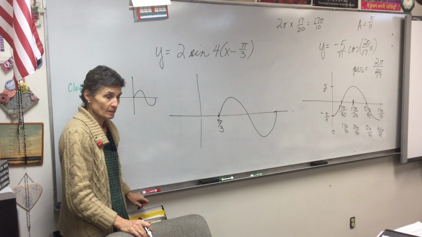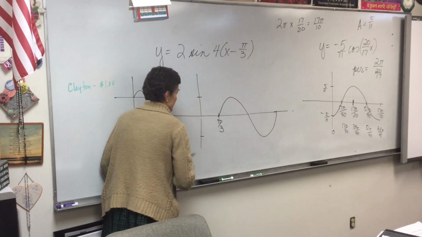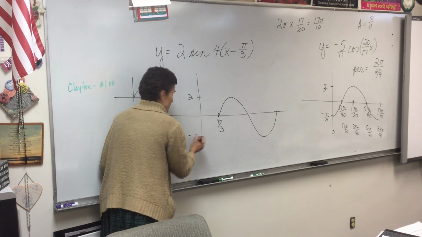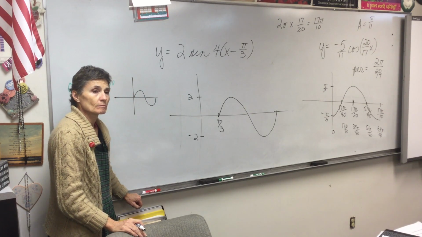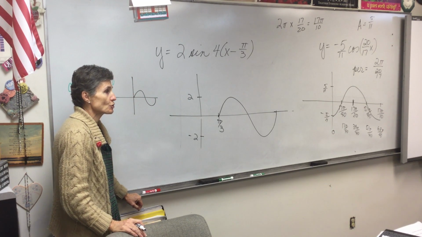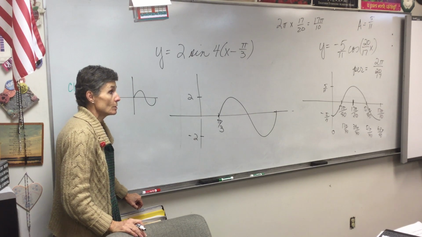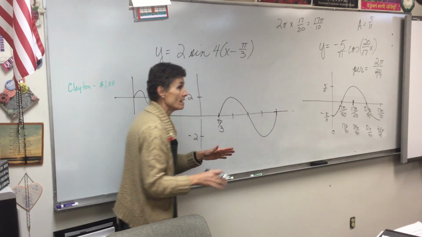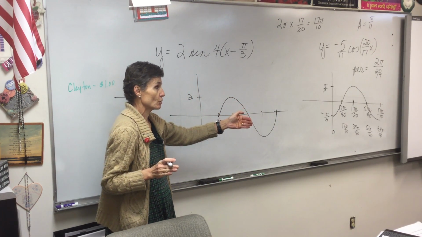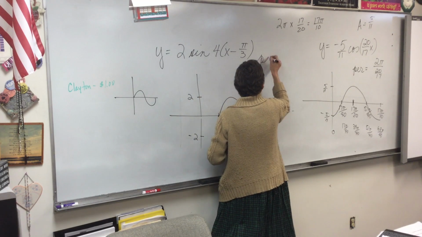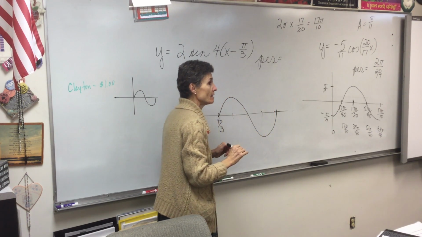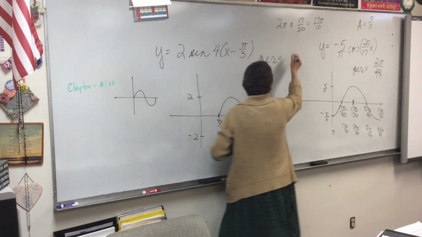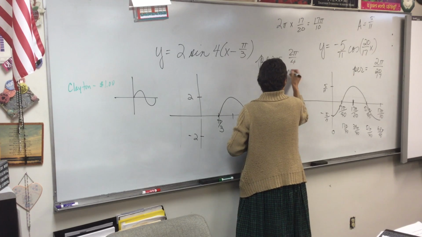Everybody okay with that? Now, has that influenced the amplitude at all? No, the amplitude is still 2. Has that changed the period? No. Now, will it influence these labels? Absolutely. But it doesn't influence the length of the curve. The period of this is supposed to be 2 pi. But I have divided that by 4. So my period is pi over 2.